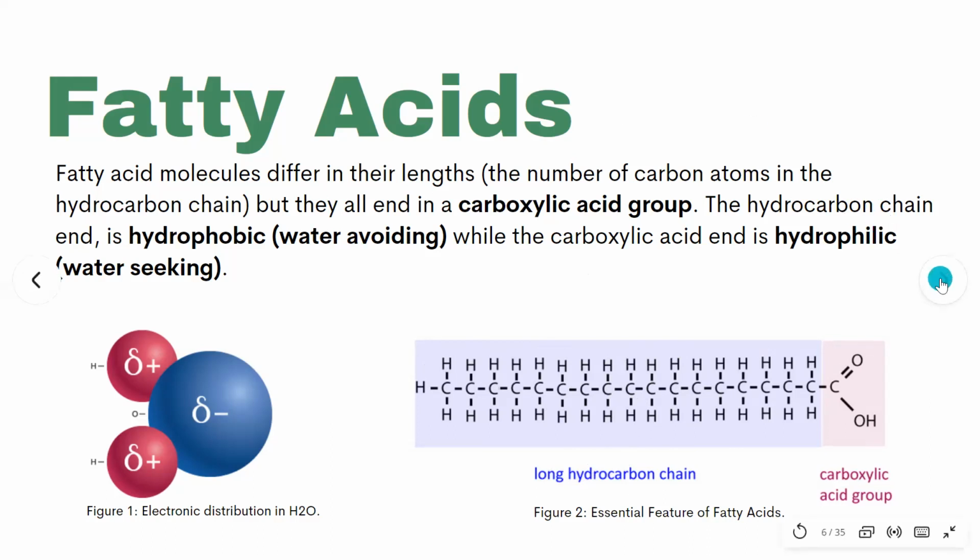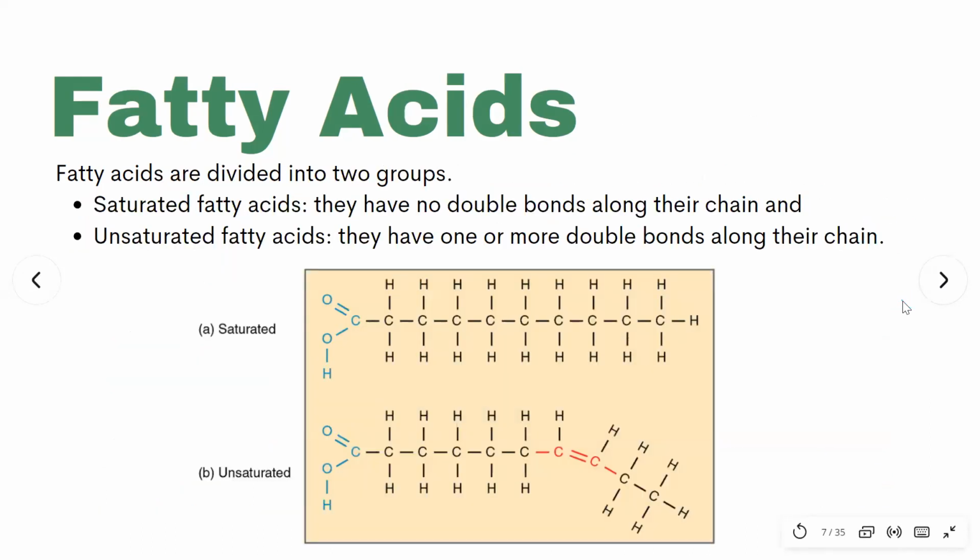All right, so now let's move on. So we also have different groups of fatty acids. We have the saturated and the unsaturated. So yung saturated, they have no double bonds along their chain. And the unsaturated fatty acids have one or more double bonds along the chain.